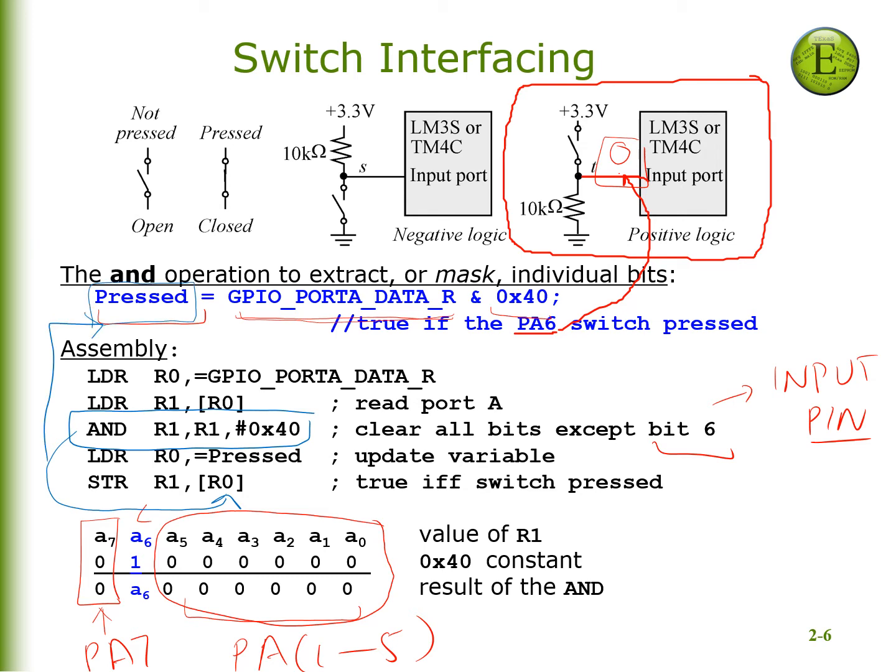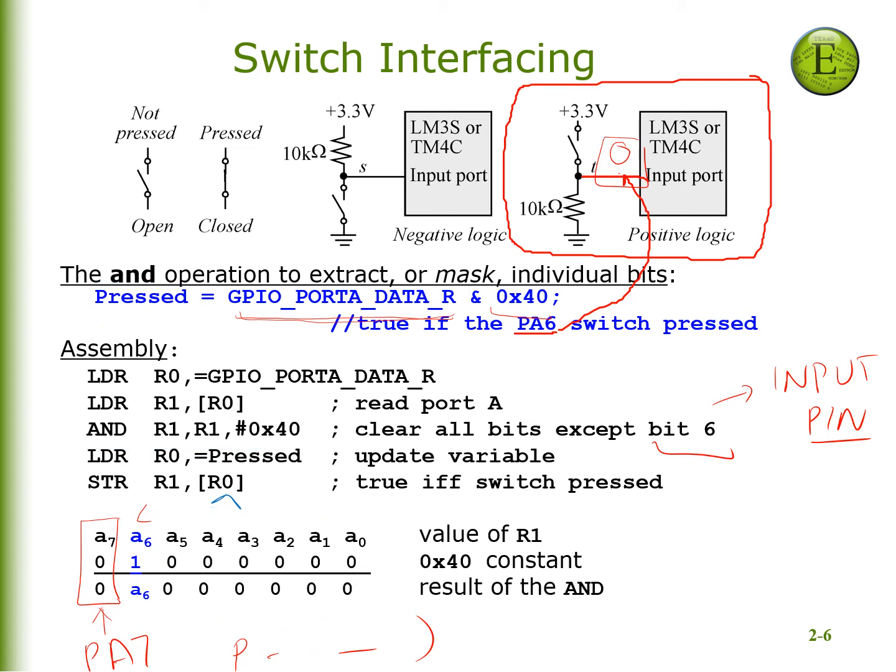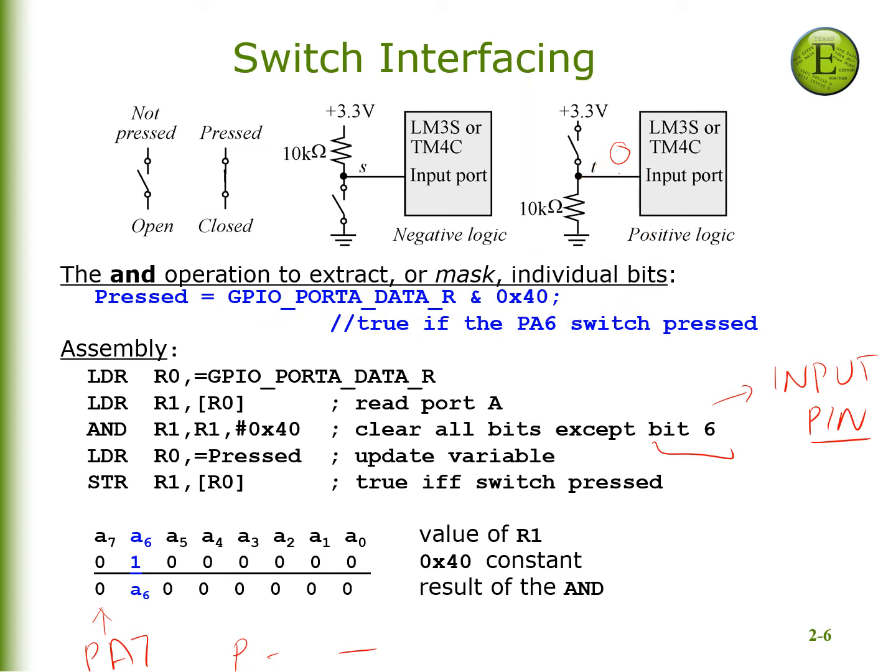So the thing to note is that in the beginning of the program, R0 was pointing to the GPIO variable, and by the end R0 was pointing to this new memory variable, pressed. So again, just like the GPIO variable, pressed is also a variable that is stored somewhere in the memory.